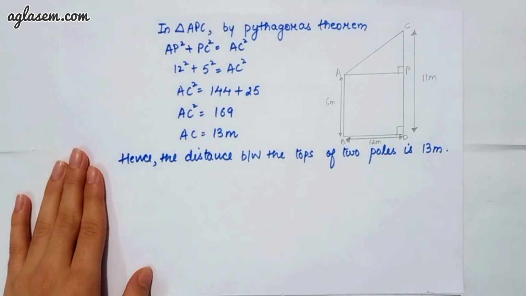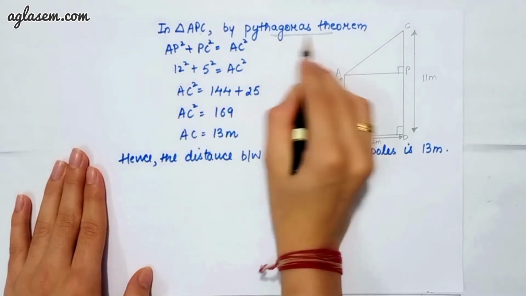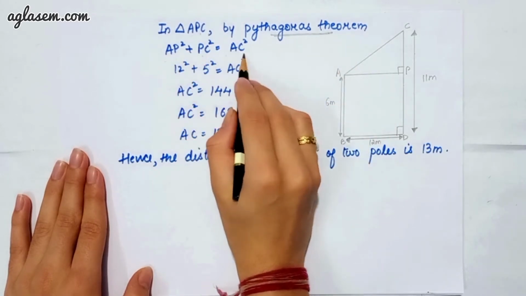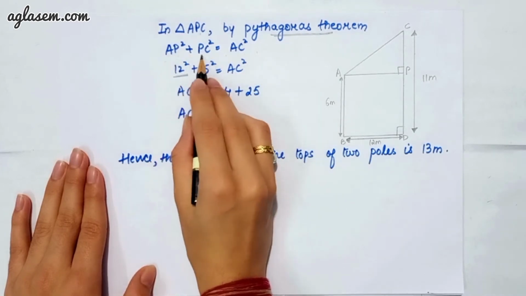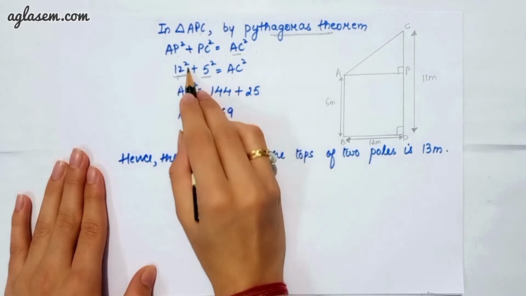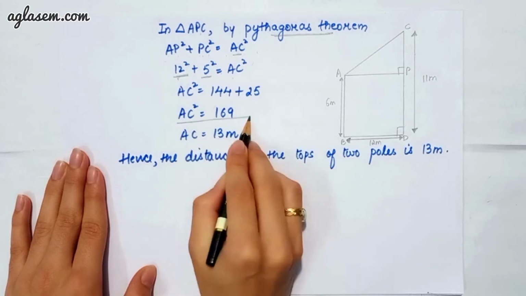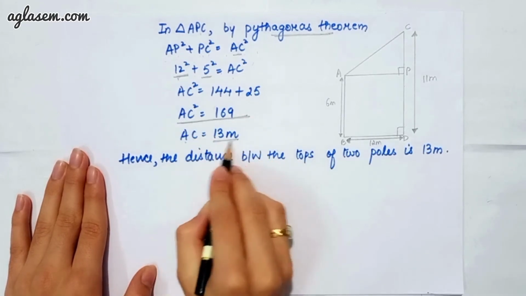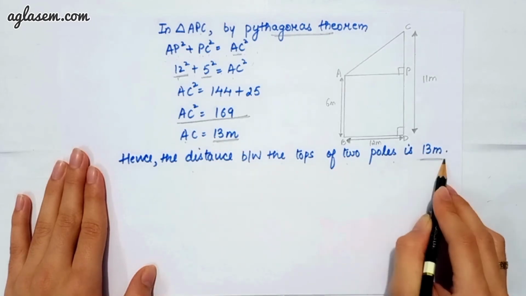Solving further, we have a triangle, that is APC. And in this triangle we have to apply Pythagoras theorem. That is AP square plus PC square is equal to AC square. Now applying the value of AP, that is 12, PC, that is 5, and AC we have to find. Therefore 12 square plus 5 square is equal to AC square. Solving this, we will get AC square as 169. It means we have AC as 13 meter. So the distance between the tops of the two poles is 13 meter.